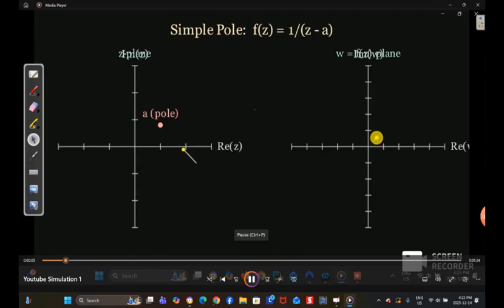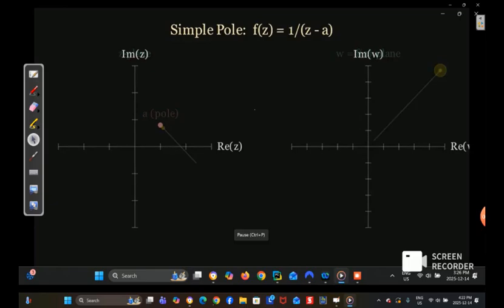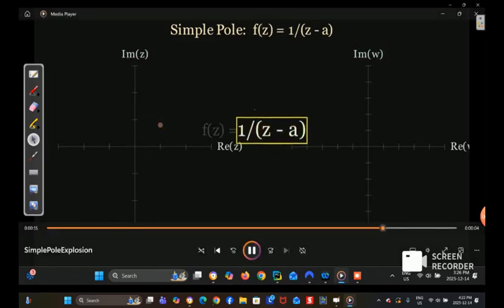Yeah, it is. Okay, so let me just rewind. Okay, so here we have a simple pole, a common one. F of z is equal to 1 all over z minus a. And what we're getting here is something interesting. What do you notice with that 1 over z minus a?